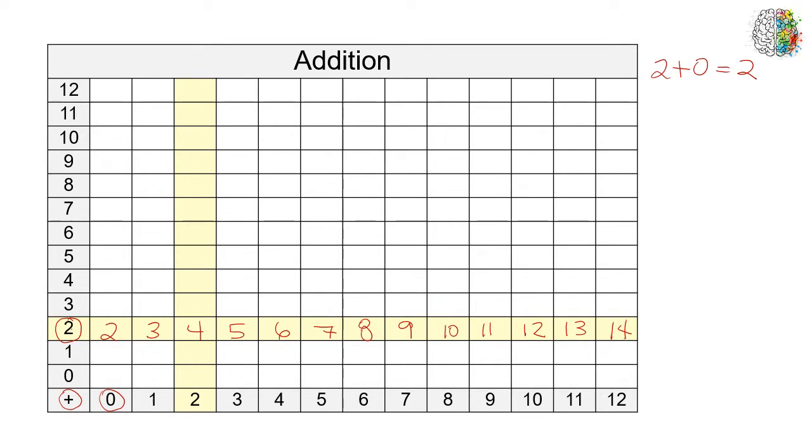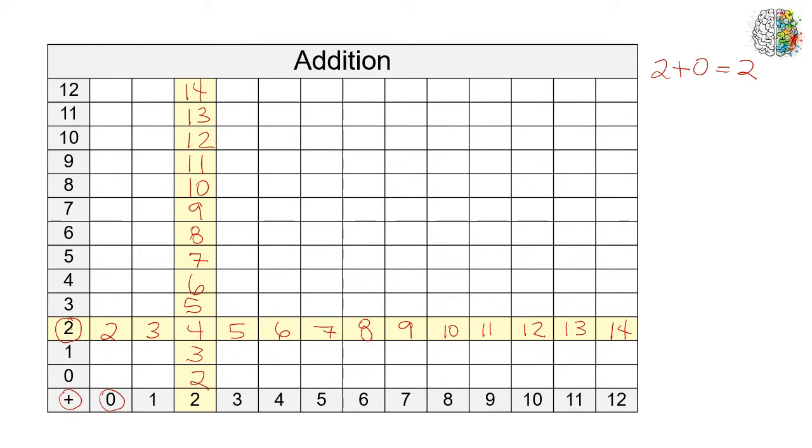Now let's also do going down the column. I can start either from the bottom or the top. 12 plus 2 is 14. 11 plus 2 is 13. 10 plus 2 is 12. 9 plus 2 is 11. 8 plus 2 is 10. 7 plus 2 is 9. 6 plus 2 is 8. 5 plus 2 is 7. 4 plus 2 is 6. 3 plus 2 is 5. 2 plus 2 is 4. 1 plus 2 is 3, and 0 plus 2 is 2.